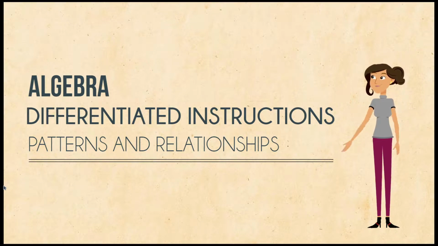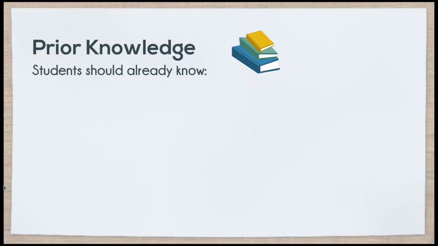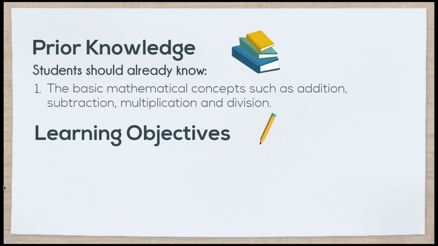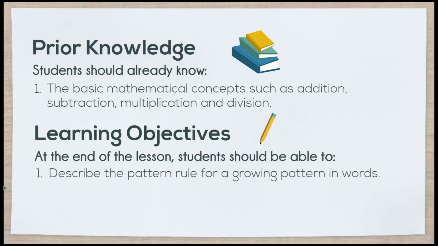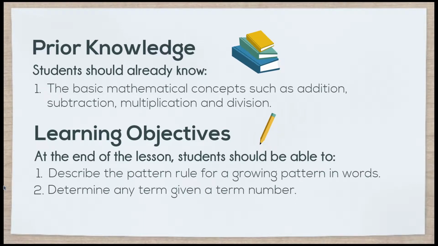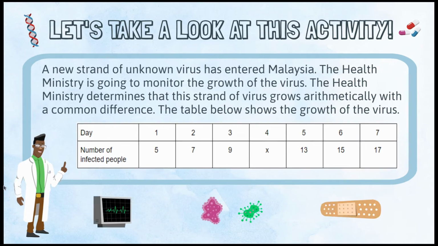mathematically advanced. Prior to this learning activity, students should already know the basic mathematical concepts such as addition, subtraction, multiplication, and division. The learning objectives for this activity are to describe the pattern rule for a growing pattern in words and determine any term given a term number. Now, let's look at this activity.